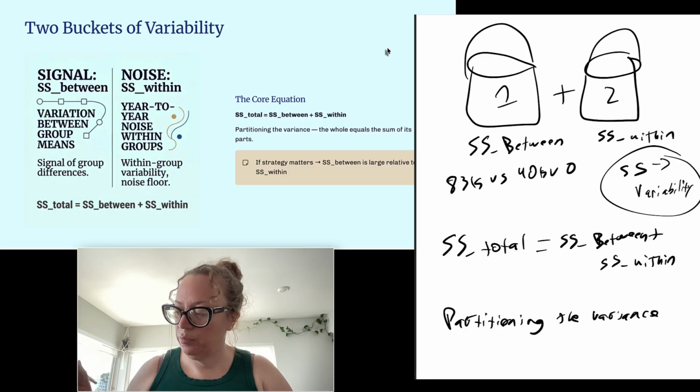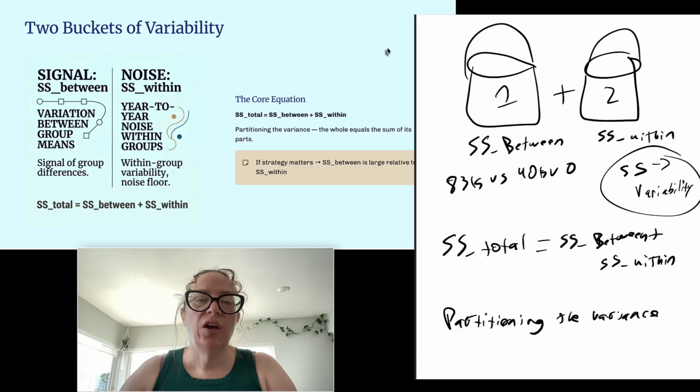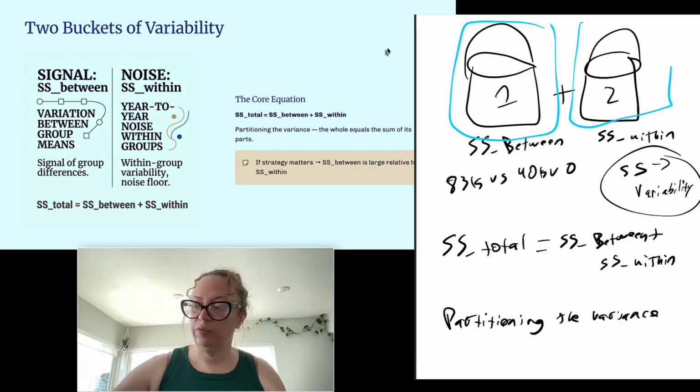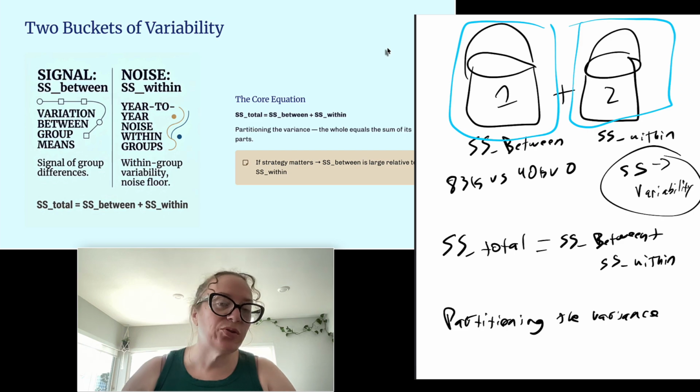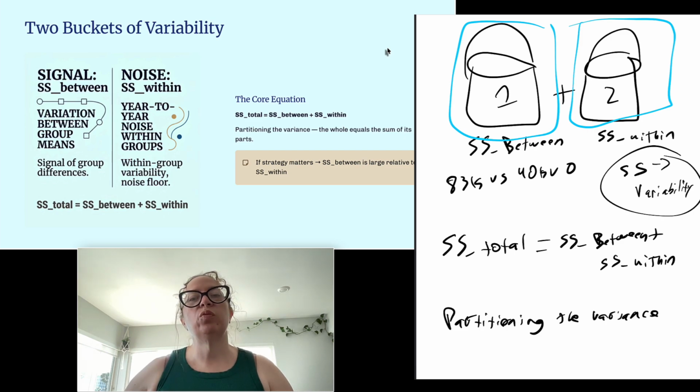Okay, those are R's. Partitioning the variance. So partitioning means dividing up. The variance is divided, or partitioned, into bucket 1 and bucket 2. Now ask yourself, if our strategies with these pirates have no effect, if the null hypothesis is true, if all three approaches produce identical results, what would we expect with variability?